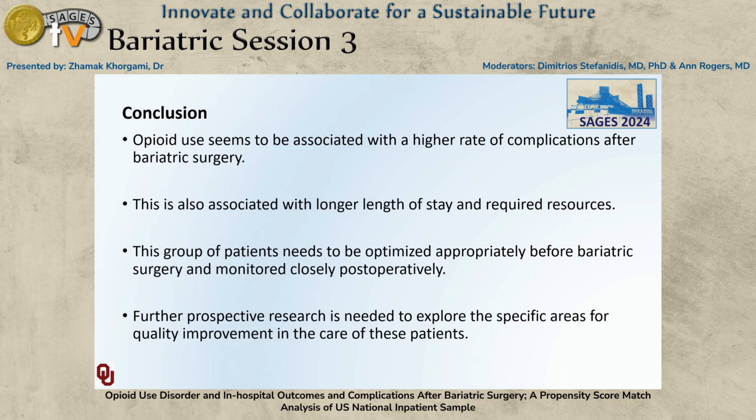But back to the results we found, which were similar to the other two previous studies: opioid use seems to be associated with a higher rate of complications after bariatric surgery, with a longer length of stay and charges. This group of patients may need to be optimized more aggressively beforehand and monitored closely afterwards. But specifically on this topic, we have to go back to single-center research and in-depth review to see what causes the complications we found. Is it more bleeding, more pain control, pulmonary issues, and what are the areas of improvement and intervention we can pursue?